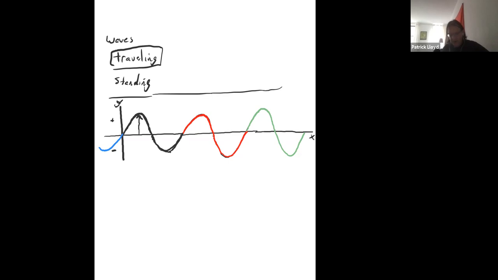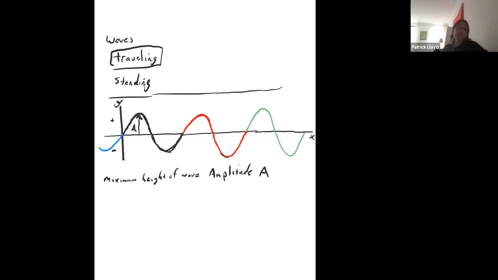Well, the most common way to talk about the height of a wave is to look at the peak, the maximum height of that wave. And the maximum height of the wave is called the amplitude. So I'll put an A here for amplitude. So the maximum height of the wave is called the amplitude. The abbreviation is an A.